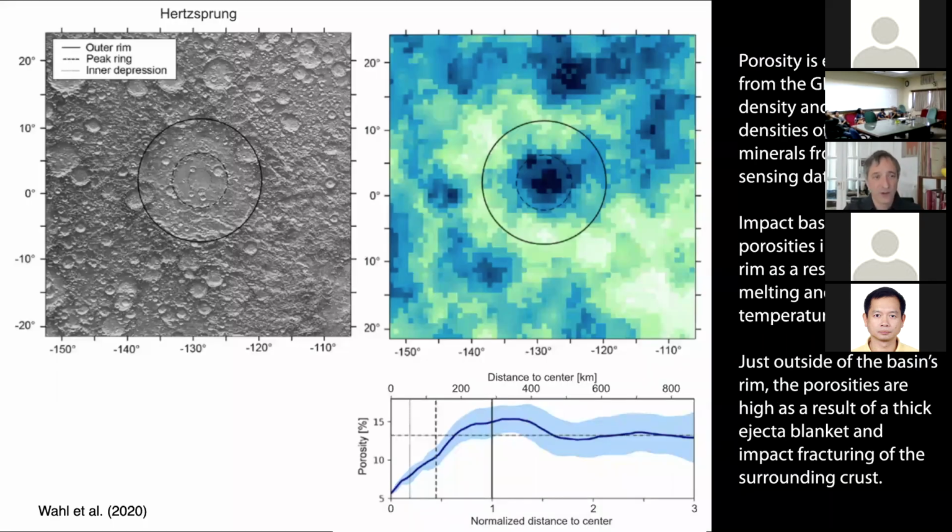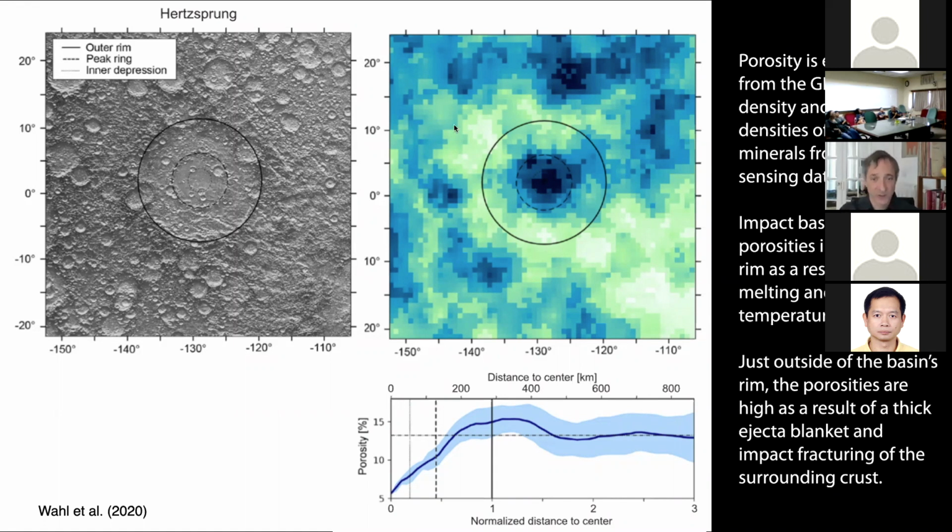Okay, so here, what I'm showing is a map of the porosity of one of the large impact basins on the moon, Hertzsprung, which is a crater that's about 600 kilometers in diameter. This here is showing a shaded relief map, and this circle is the main rim of the basin. And then here we have the peak ring of the basin.